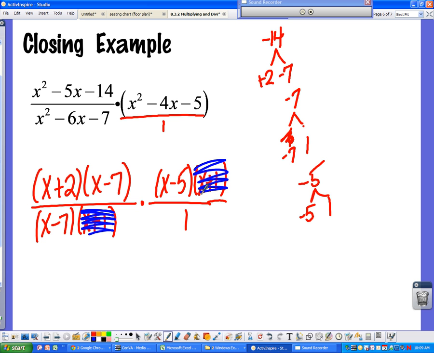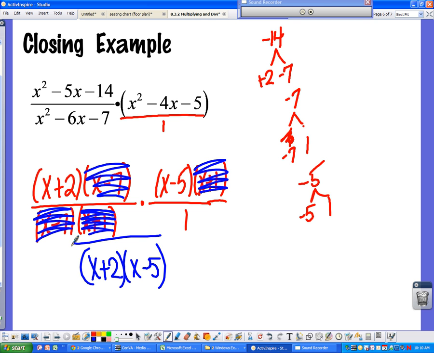And then the only other thing is I have an x minus 7 here and an x minus 7 here. So I'm left with, since everything on the bottom cancels but this 1, I don't have to write it. So it's just x plus 2 times x minus 5 as your final answer.